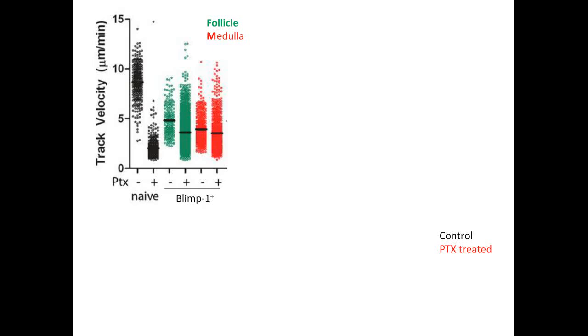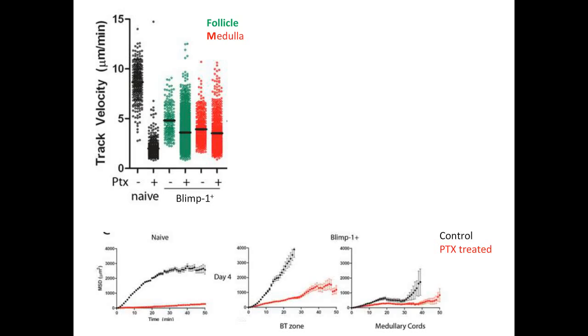So we can quantify that again using the tracking software, and what we see is that naive B cells in black are completely arrested after PTX or pertussis toxin treatment, whereas the Blimp-YFP positive cells are slower, but they continue to migrate. And that can also be analyzed by mean squared displacement, where naive cells are completely arrested in red after PTX treatment. The Blimp-YFP cells, although slower and taking more time to displace, continue to migrate in the B and T cell zones, but not in the medullary cords where they're arrested in either condition.